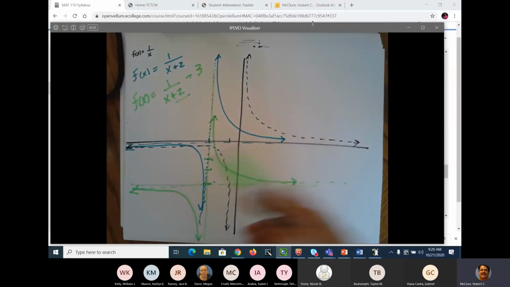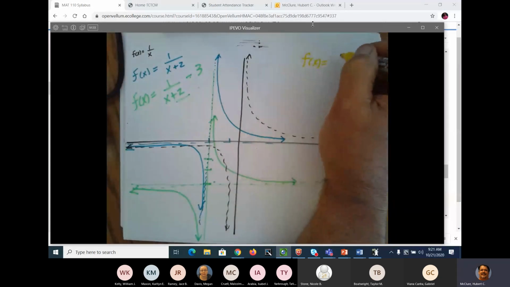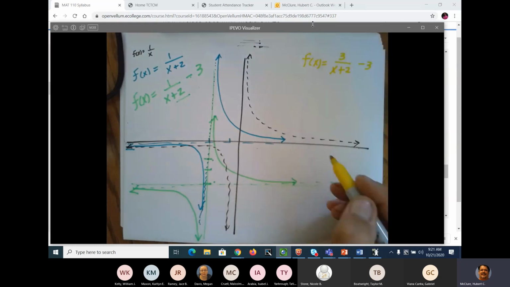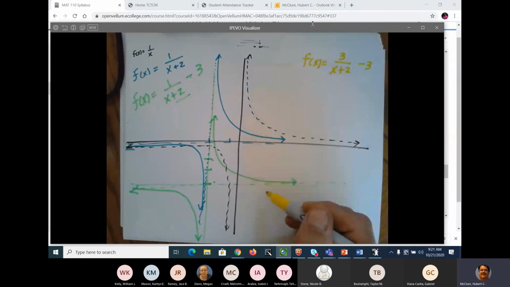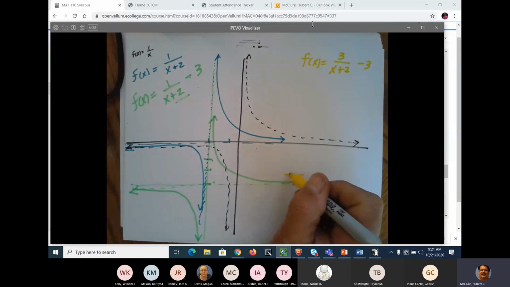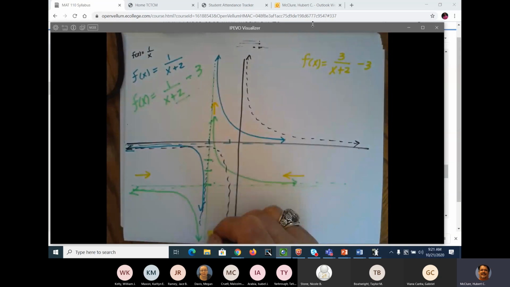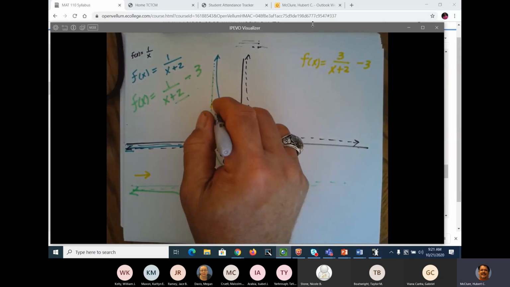And you're going to do this with the compression also. If I give you f of x is equal to 3 over x plus 2 minus 3, well, that's going to be the same thing as the green, except it's going to be compressed this way and stretched this way. So it's going to look more like this.